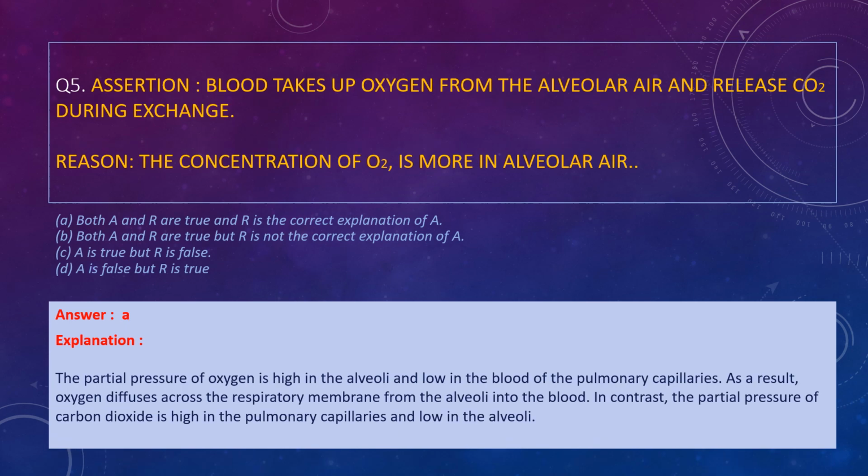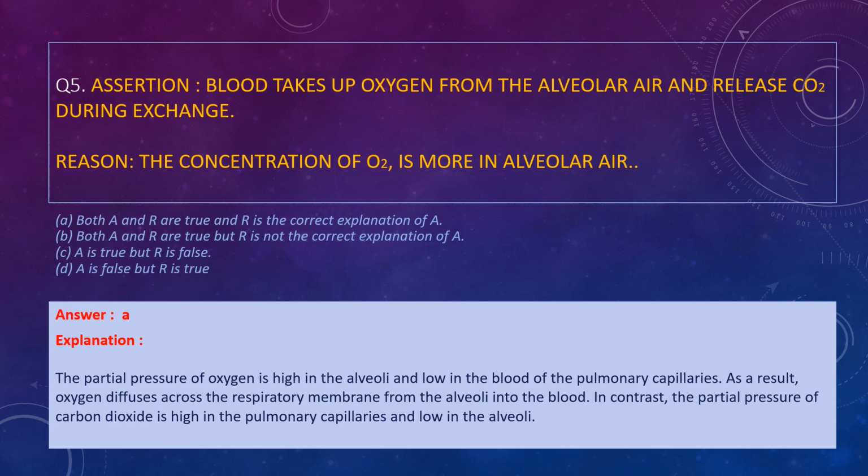The next one. Assertion: blood takes up oxygen from alveolar air and releases carbon dioxide during the exchange, which is correct. And then reason: the concentration of oxygen is more in the alveolar air. That also is correct. So both the statements are correct, which means that we need to look at option A or option B. Now, both A and R are true, but is R the reason for A?